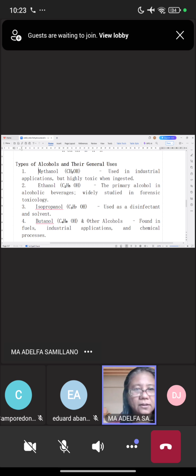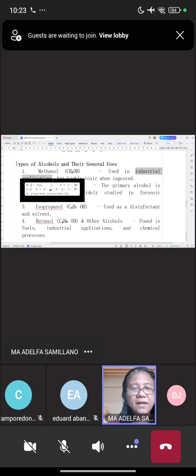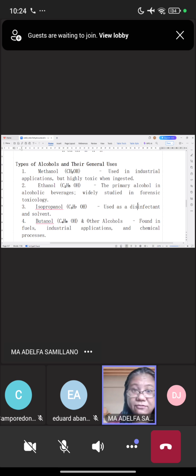So where is methanol used? As I said, it is used in industrial applications. Methanol is used in the manufacture of adhesives, like glue. When you open a glue, you immediately smell something alcoholic, because part of it is methanol. Glue also smells like paint, because methanol is also a component in the manufacture of glue and of paints.